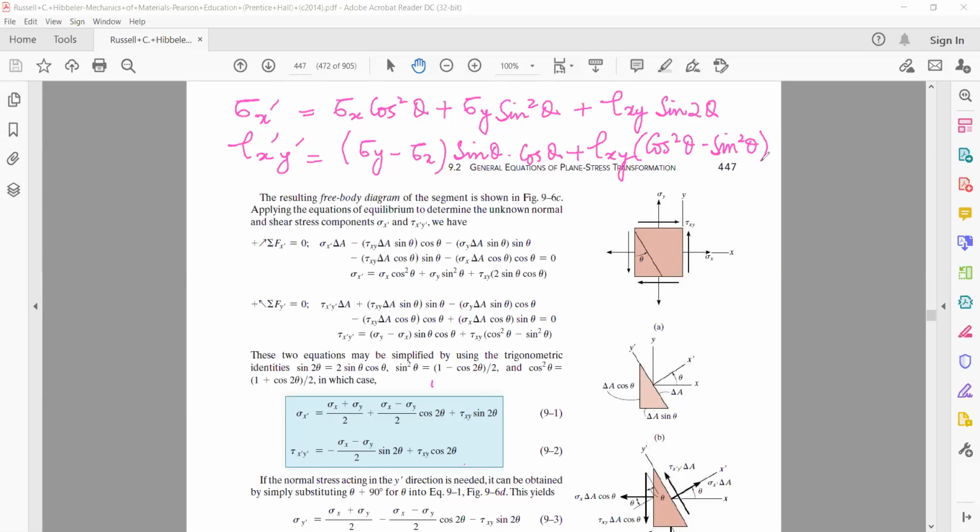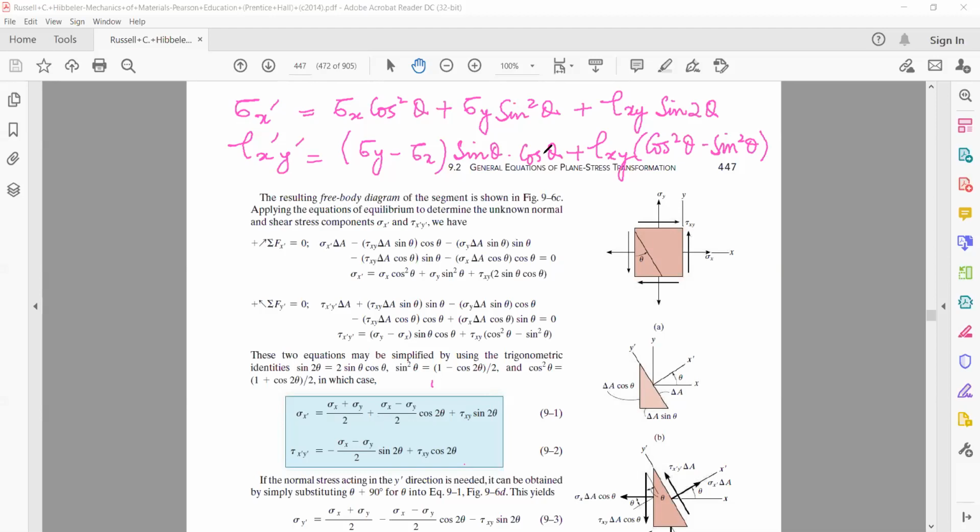Okay, if you look at the first equation, it is about the sigma x prime. What happens to the normal stress along x-axis when the x-axis is rotated, whether clockwise or anti-clockwise, with an angle equal to angle theta? In both the two equations we can make the modifications. That is, the modifications are the trigonometric modifications.